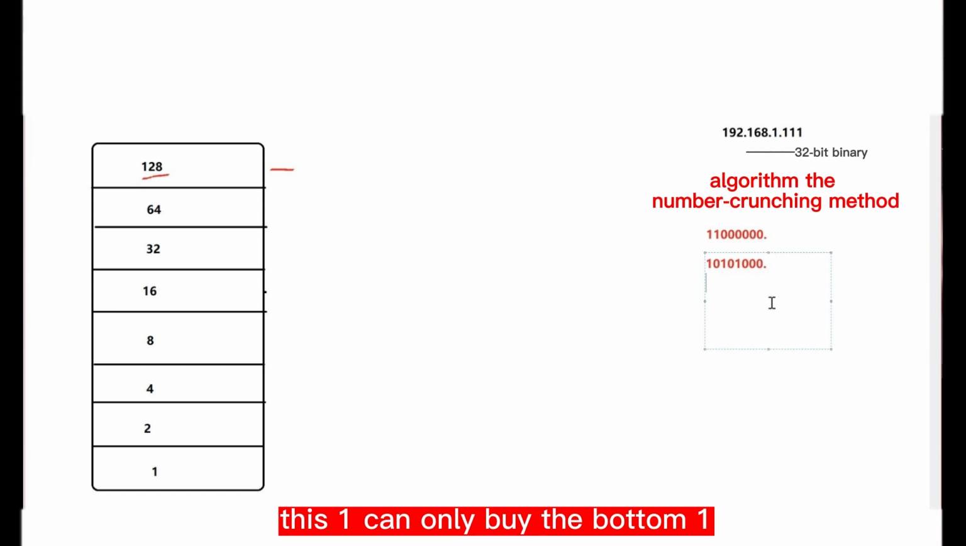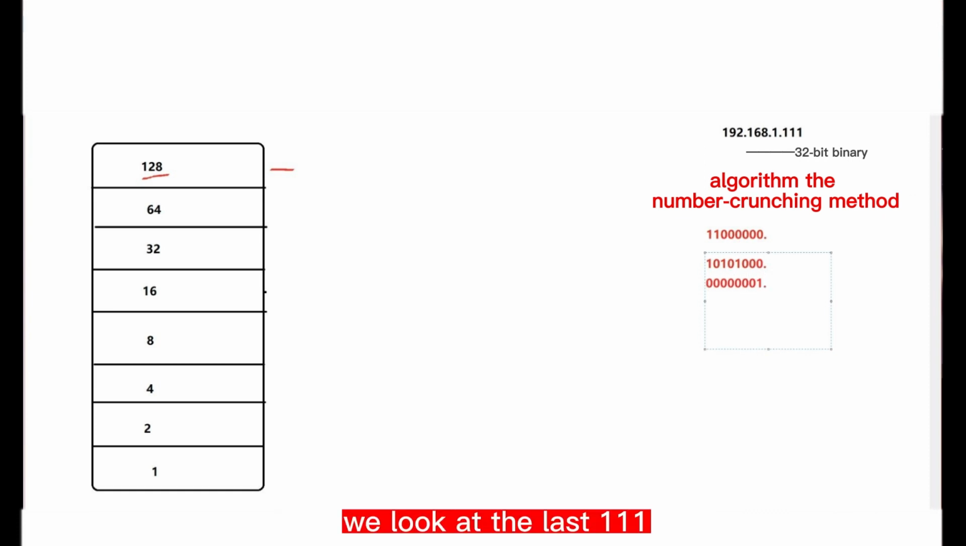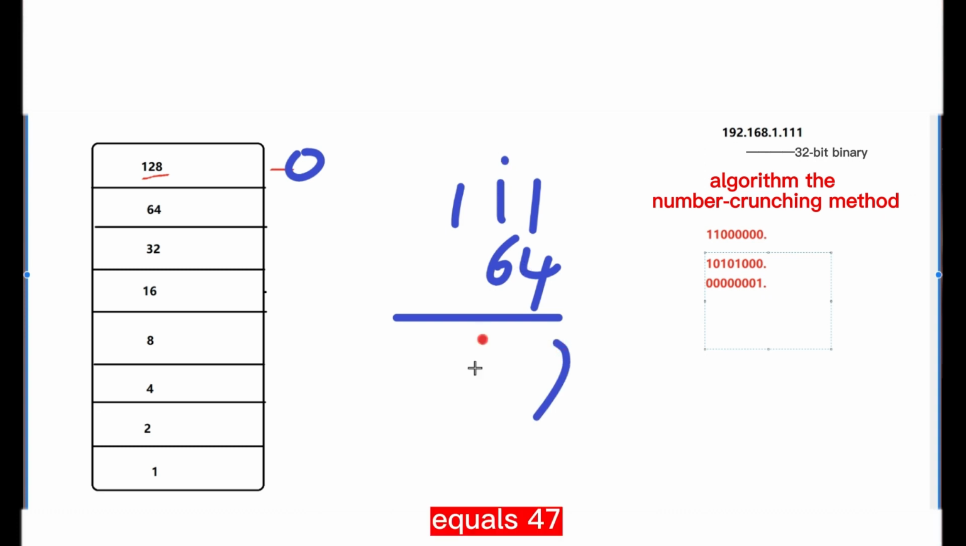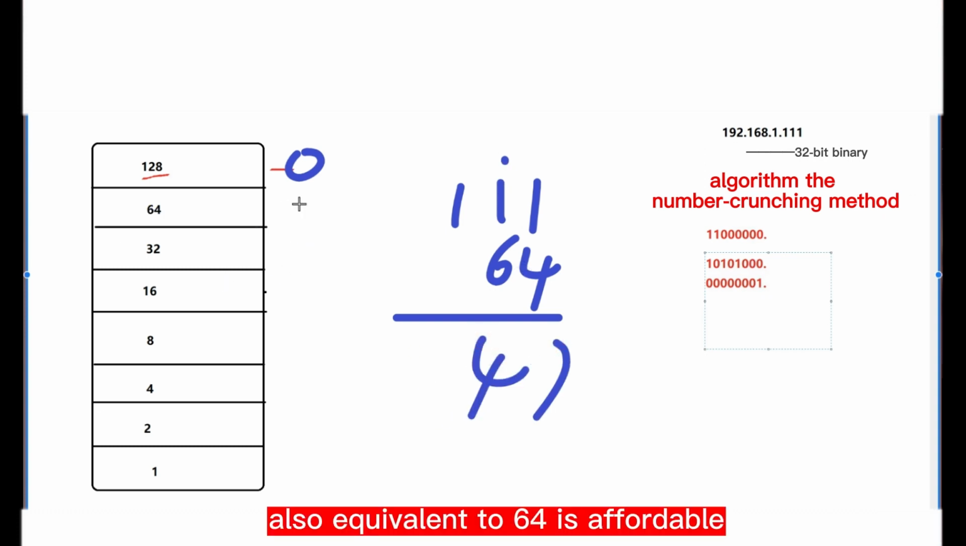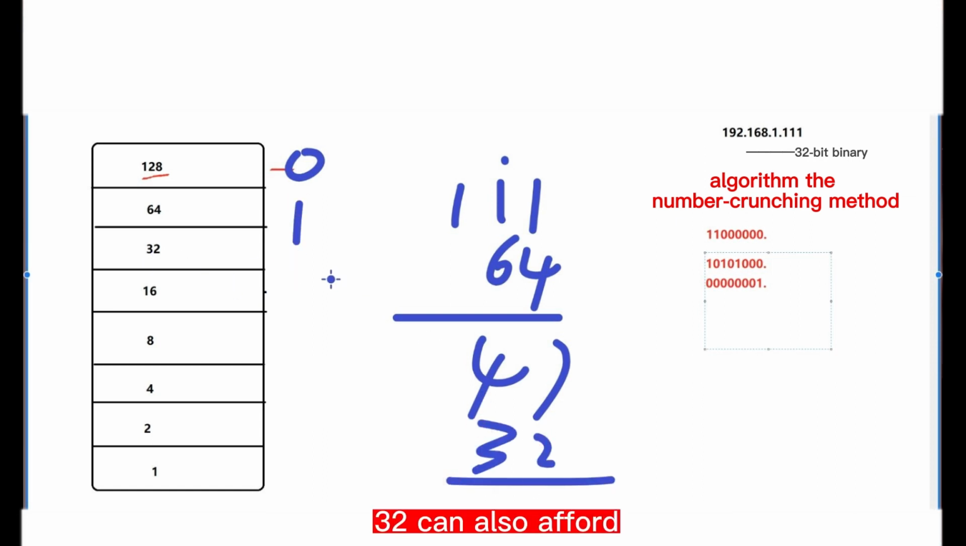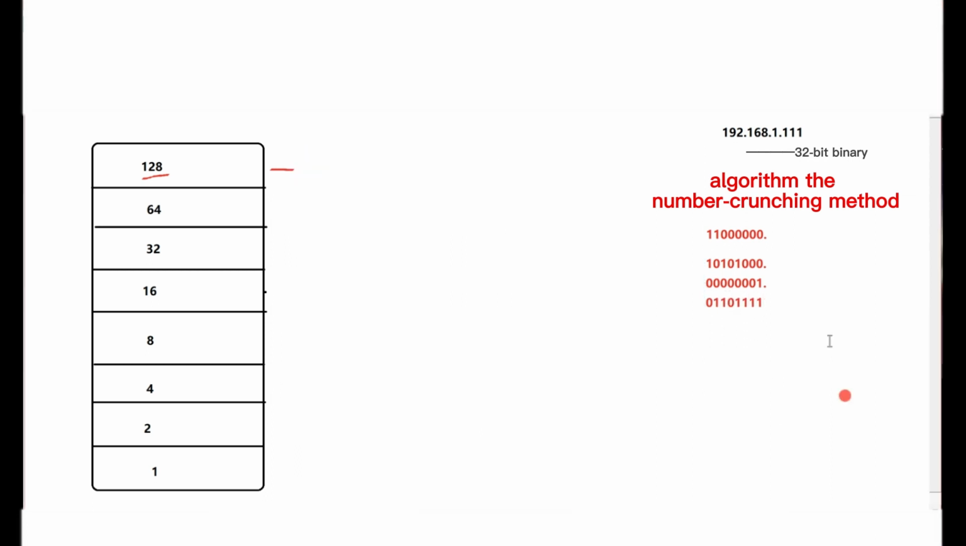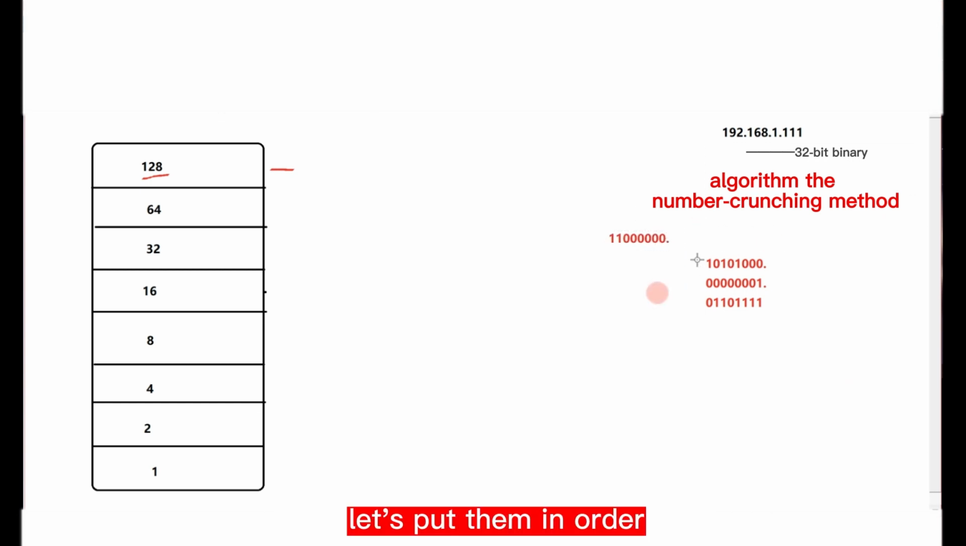We won't talk about the third one. This one can only buy the bottom one, so there are 7 zeros in front. We look at the last one, 111. First of all, 128 can't be bought. Value is 0. 111 minus 64 equals 47, so 64 is affordable. Value is 1. 32 can also be afforded. Value is 1. Then subtract 32 from 47, equal to 15. 16 can't be afforded. Value is 0. The sum of the following is exactly 15, so you can buy them all. All values are 1. So now the binary representation of 111 is 01101111. So now these 4 sets of numbers, let's put them in order.